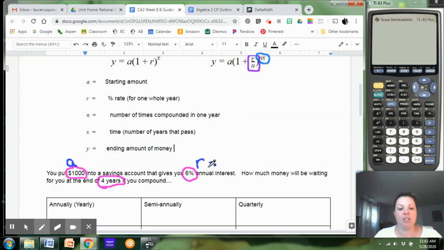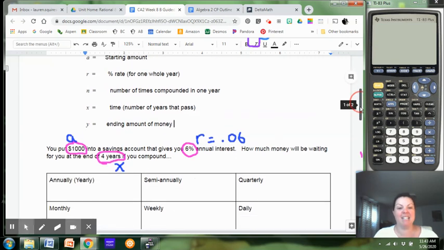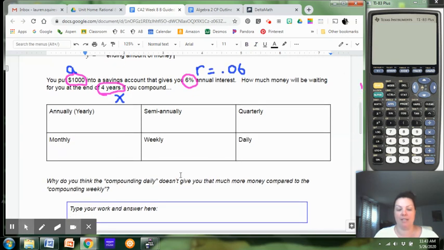Now we're going to change that into a decimal, so that's going to be 0.06. The next number we have is the 4 years. The total number of years that's going to go by is going to be in the x spot. Now, all that information is going to be the same no matter what we do for this box in here. What's going to be different is the value of n. If we compound annually, or yearly, it's talking about how this is only going to happen once. n is going to be a total of 1.